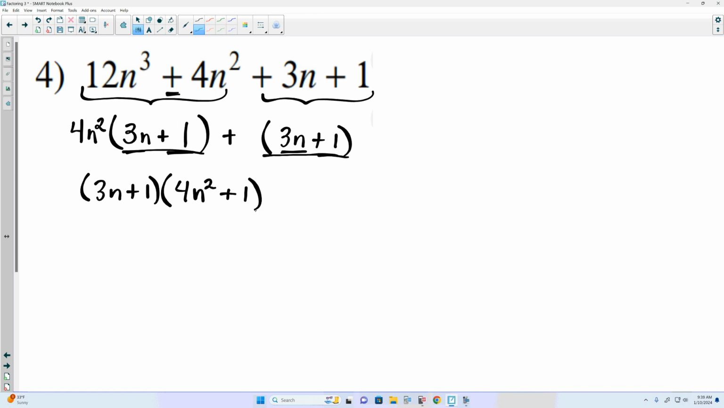Because again, when we factor out, we're essentially dividing both of these terms by 3n plus 1 to get that second set of parentheses. And unfortunately, there is no way to divide by something and get 0. The only way that works is if whatever's on top of the division is 0. So whenever we factor things out, it'll never have a plus 0. There will always be something there. Questions on this here?